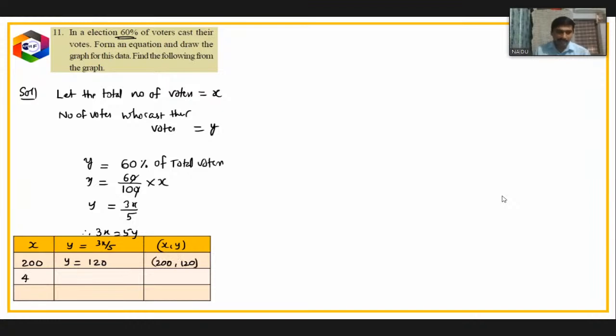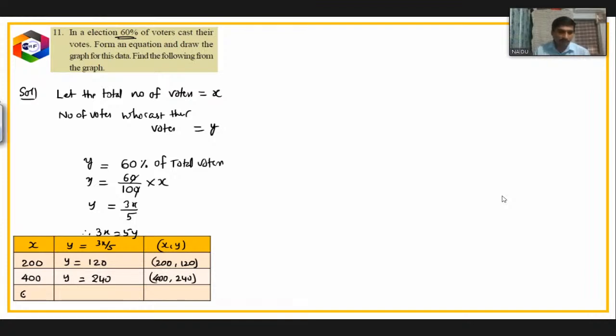And similarly next I am going to take 400. 400 by 5, how many times? So it will be equal to 3 into 400 by 5, which is 3 into 80, that is 240. So the final value is 400 comma 240.